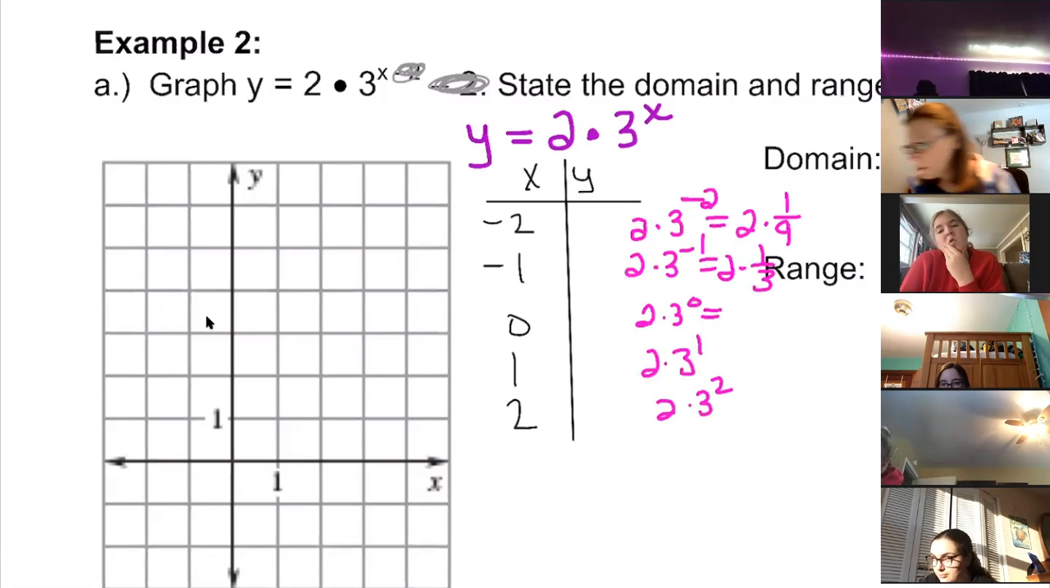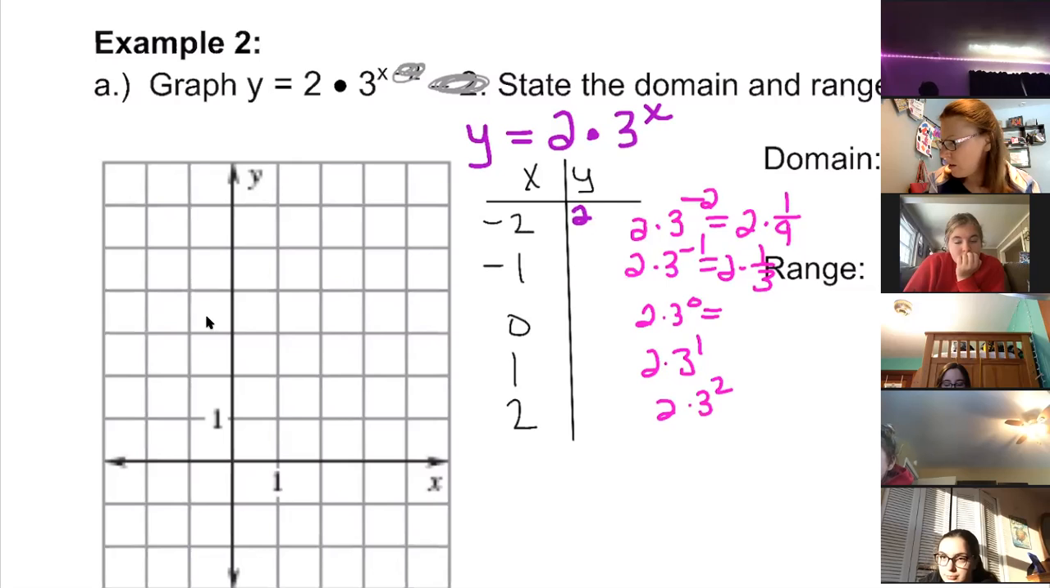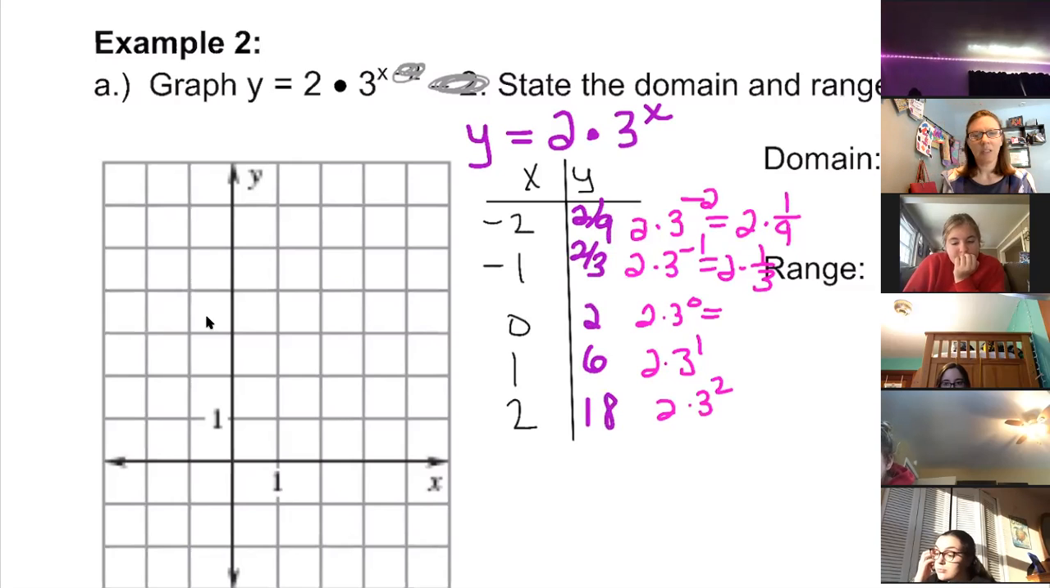So Ella, the y values here, 2 times 1/9, what does that give you, Ella? 2/9. And then what do you have? 2/3. 2, 6, and 18. Nice, good job. So you can see that last number got big really quick.